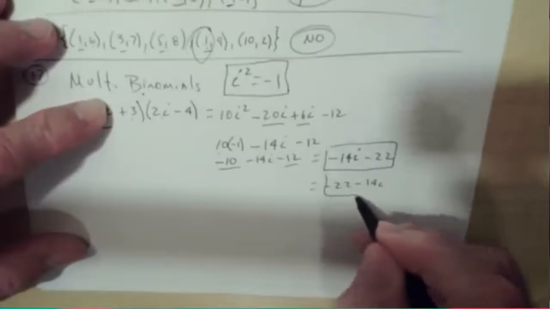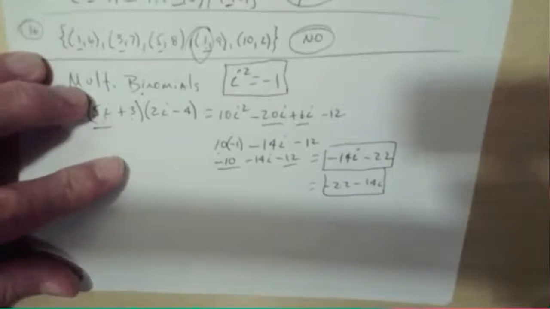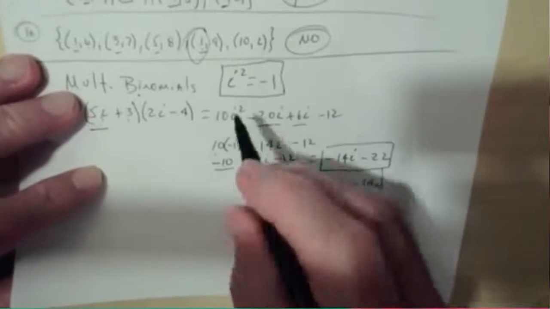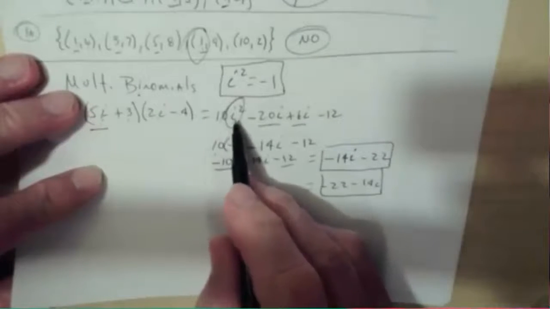That can be written backwards. Doesn't make any difference. Okay? The thing to remember here is i squared is -1. And this is 10 times -1. So you have to do that first.